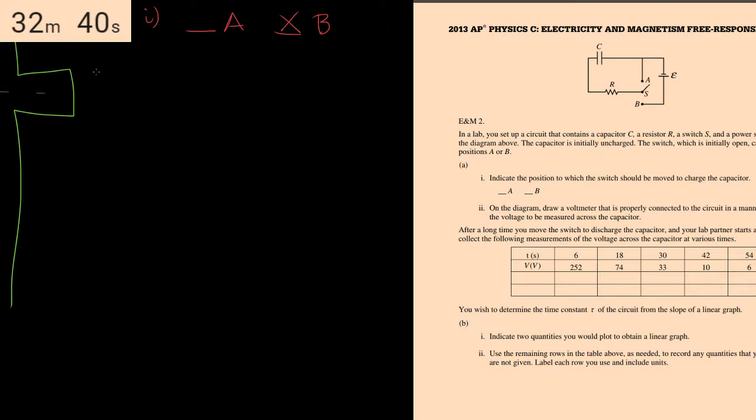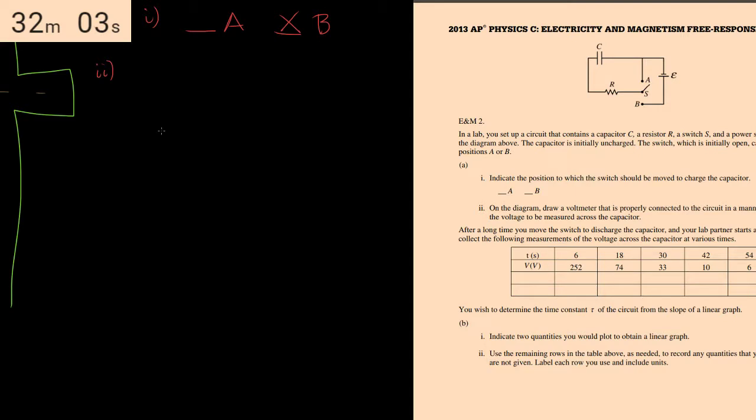All right, now let's attempt part II. On the diagram above, draw a voltmeter that is properly connected to the circuit in a manner that will allow the voltage to be measured across the capacitor. Remember, when we have an ammeter, we want it in series so that it measures the current, because series is defined as the same current. When we have a voltmeter, we want it in parallel, because parallel is the definition of same voltage. Remember the example of 2 light bulbs connected in parallel to one battery. They'll both be equally bright, and the battery will be drained twice as fast.